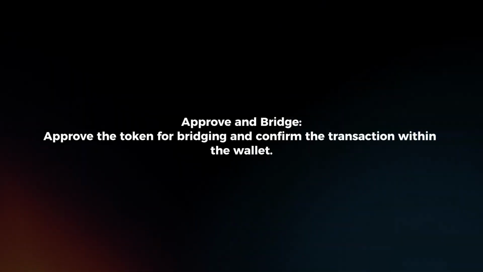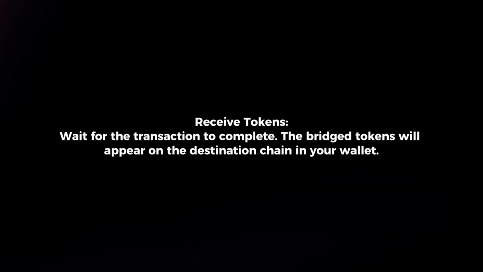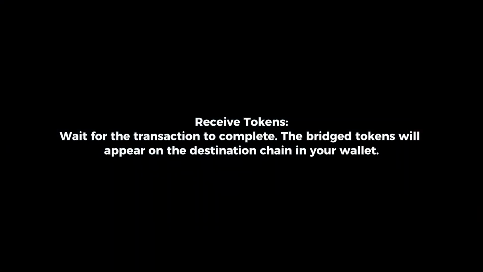Approve and bridge. Approve the token for bridging and confirm the transaction in the wallet. Receive tokens. Wait for the transaction to complete. The bridged tokens will appear on the destination chain in your wallet.